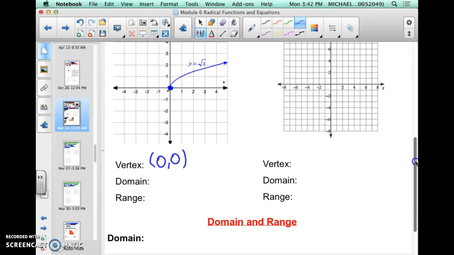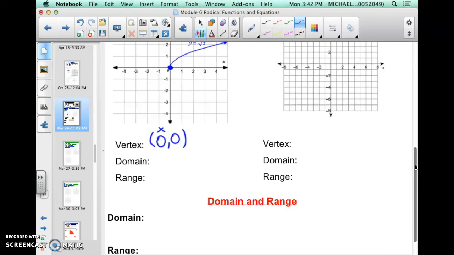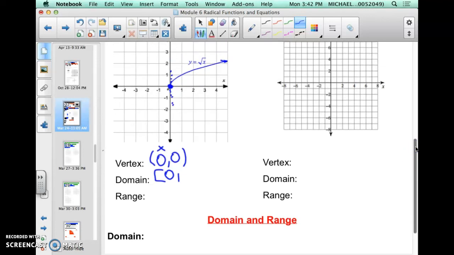Now, the domain, if you remember, is x values, and so we're always going to start with the x value of the vertex. The leftmost point in this case is the x value of the vertex. We're going to include that. It's a closed dot, so I'm going to draw a bracket and have 0. It starts at 0, and then this root function goes all the way to positive infinity. So the domain is from 0 to positive infinity. Or you could write x is greater than or equal to 0. All x's are greater than or equal to 0.